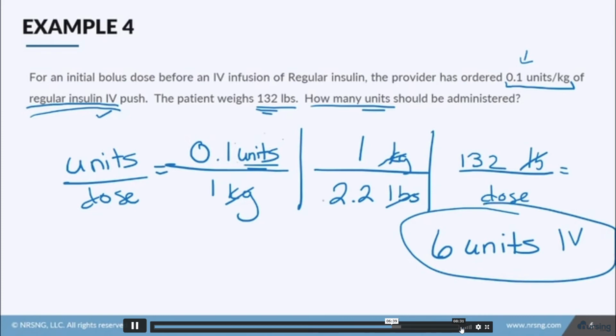So then ask yourself, does this make sense? Well, if we're starting an insulin infusion, we may have somebody in DKA or HHNS. 6 units of an initial bolus dose is actually appropriate. So that is going to be good to go. If you had come up with 60 or 600, that may have been inappropriate, but 6, that's good to go.